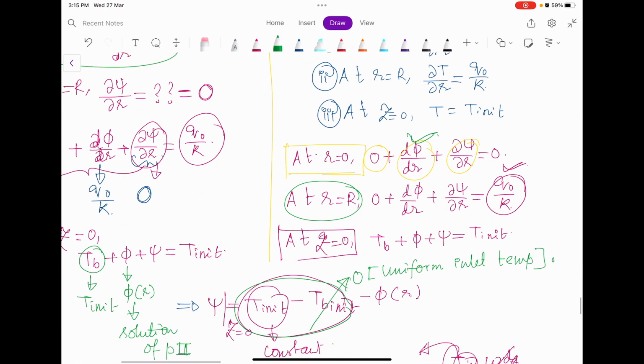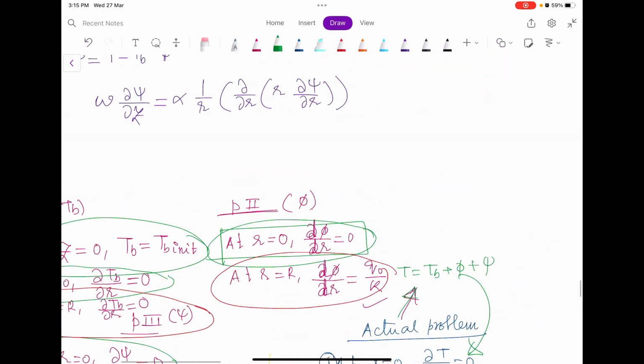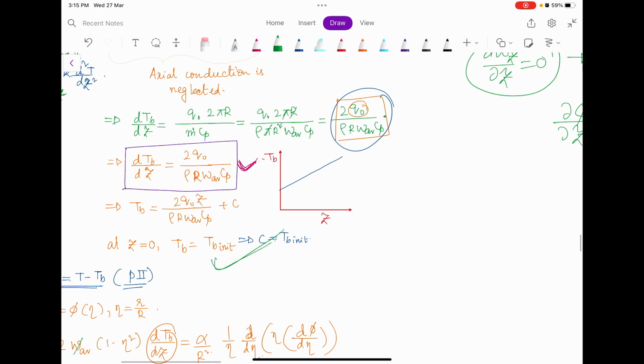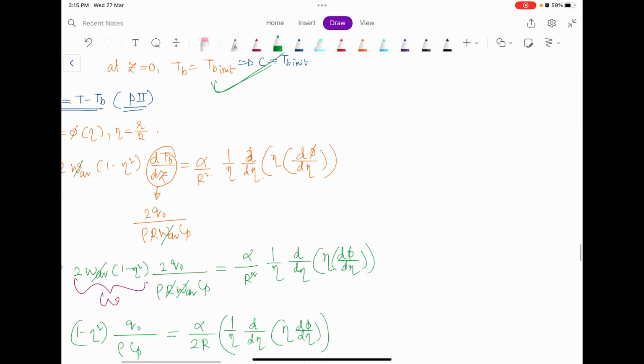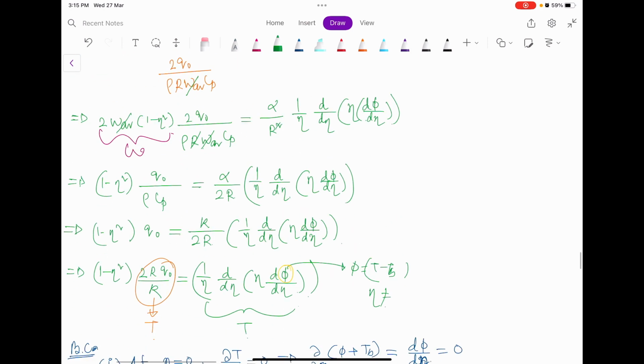This video already has very heavy content for you. In this video we have successfully broken down the actual problem into three parts. In the next video we will solve for each of these, and I have already done the solution for the first one, which is very easy. That is the solution for TB. So now the task for you will be to solve for this one.